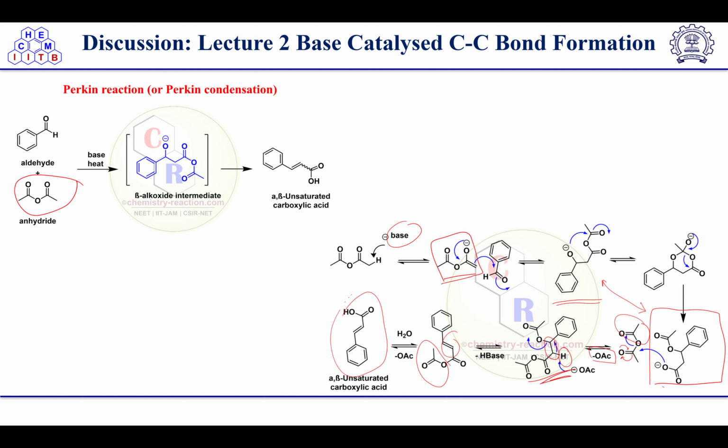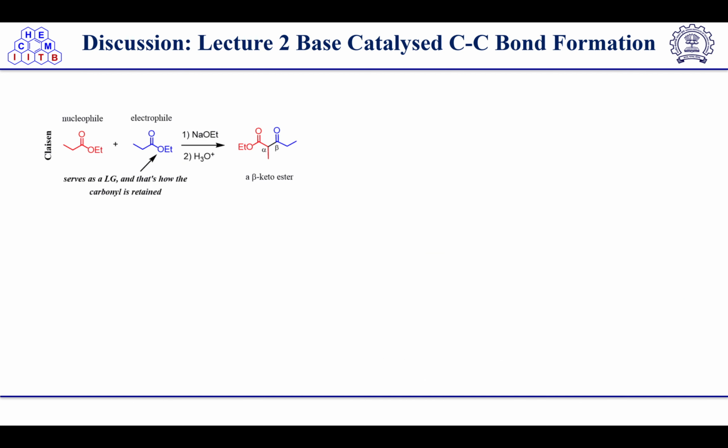Now quickly move to the next reaction, which is the Claisen condensation reaction, right? I told you already, in the Claisen condensation reaction, both the groups are esters. At the time of the Knövenagel reaction, I was discussing this also. So here we have the Claisen condensation reaction. In the Claisen condensation reaction, both the groups are esters.